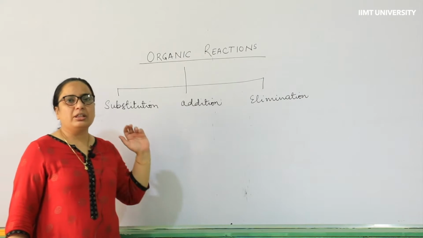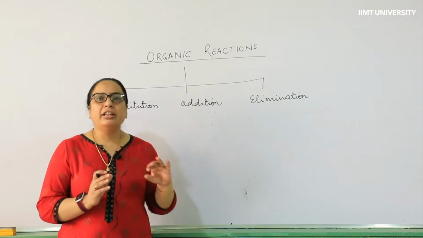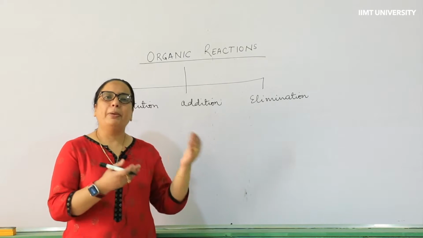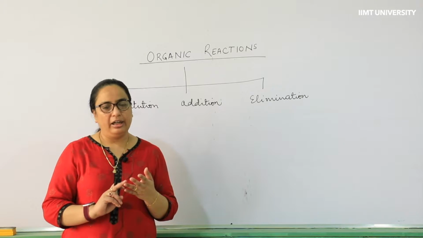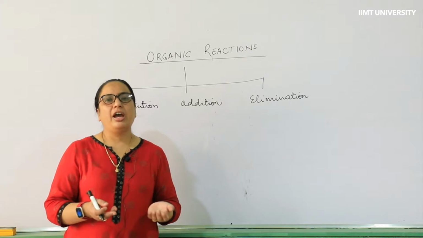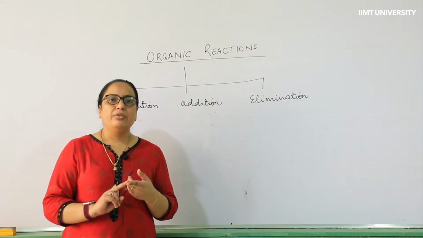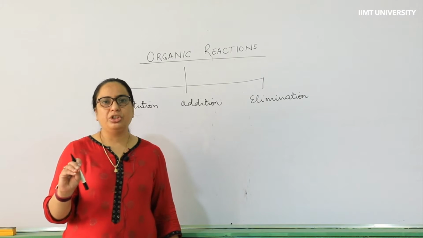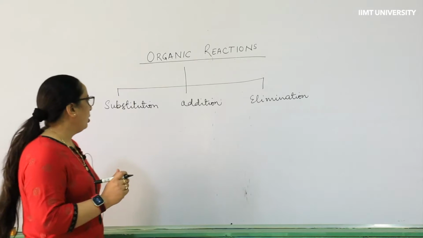If we talk about the substitution reaction, then the group which is leaving the compound is called the leaving group, and the group which is coming in place of the leaving group is either the nucleophile or the electrophile. Nucleophiles are the groups which are electron rich, which have electrons to give, and electrophiles are the groups which are electron deficient. That is the group which attacks the position where there is the availability of the electrons.